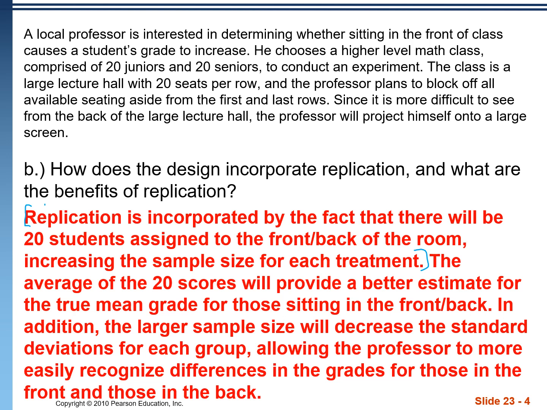So we'll have an average of 20 scores from the front and the back, and that average is going to give us a better estimate of what the true mean grade is for each of those two groups, those sitting in the front and sitting in the back. In addition to that, as we increase our sample size, that's going to decrease the standard deviation for each of these groups. And as that standard deviation goes down, it's going to allow us to better see, is there actually a difference between the grades of the students who sit in the front and sit in the back.